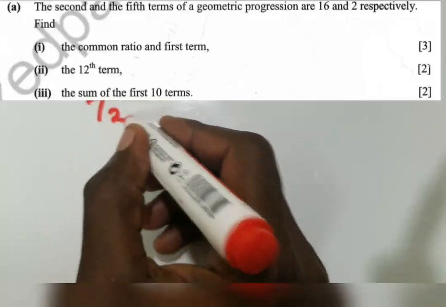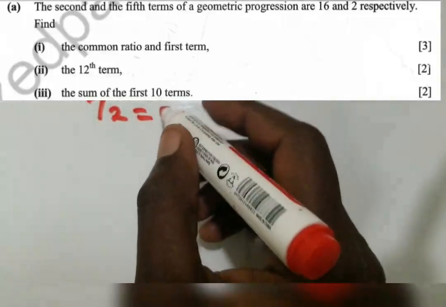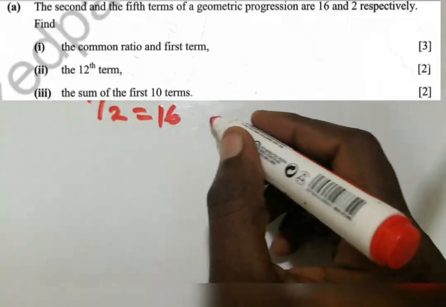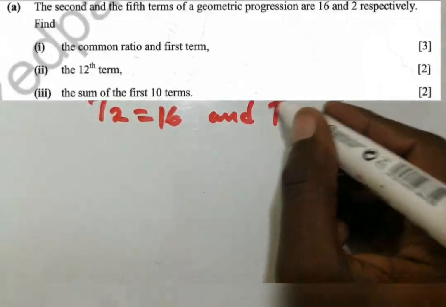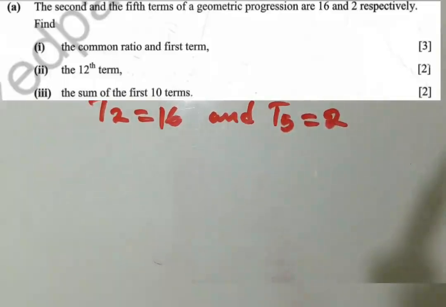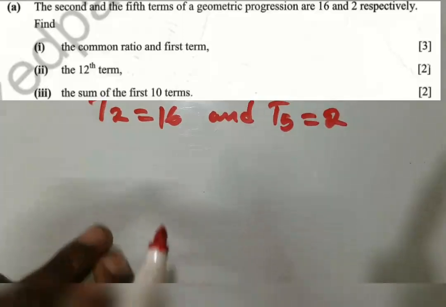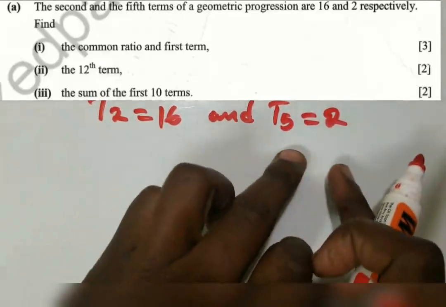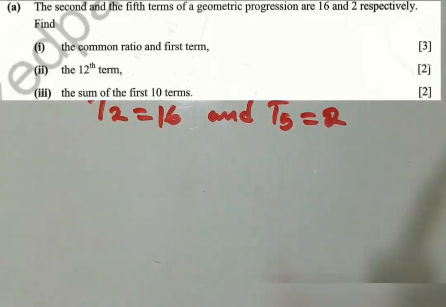is equal to 16, and term 5 is equal to 2. They have already found these for us. So this is term 2, and term 5 they have already found for us.